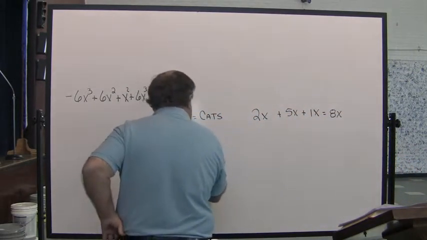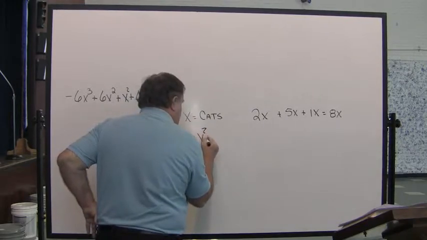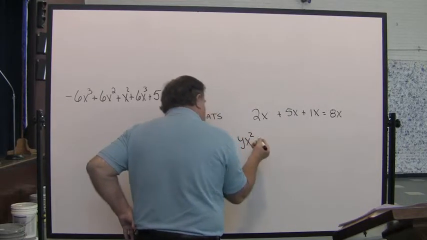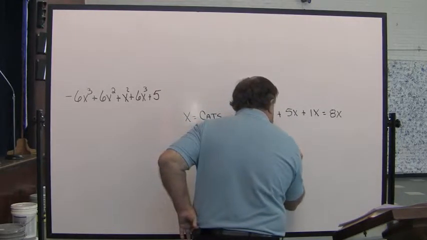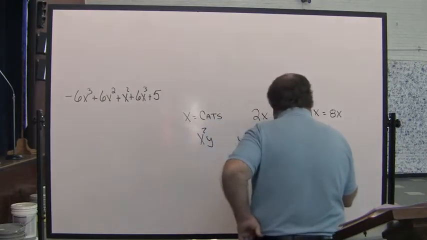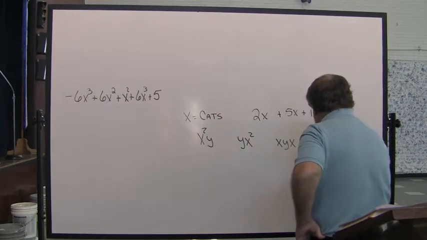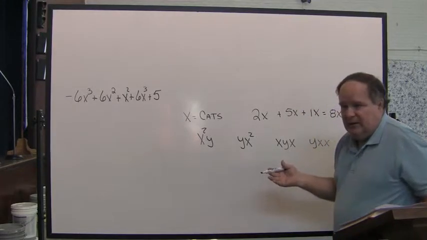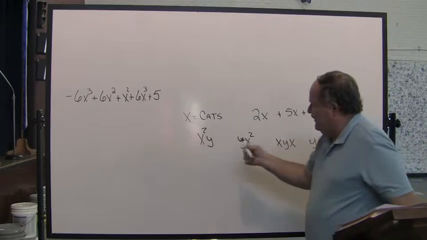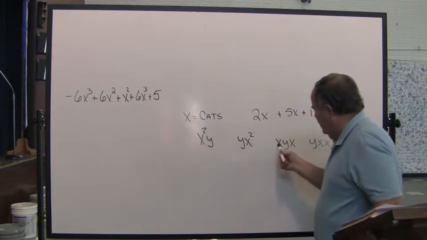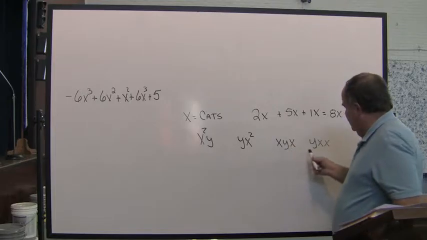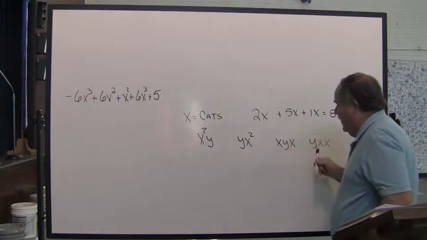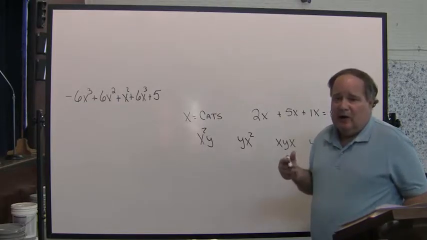For example, if I had this, x squared y, I could rewrite it as yx squared, or I could write it as xyx, or I could write it as yxx. Even though they look a little different, they're still the same. I always have an x squared. Yes, I do. When I multiply these together, yes, I do. And I always have 1y. So all of these are what we call like terms.